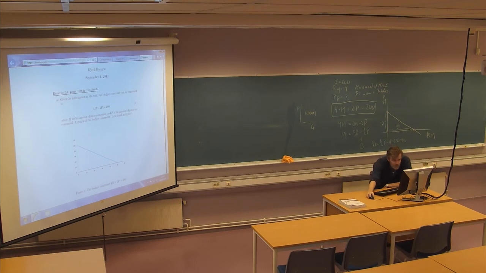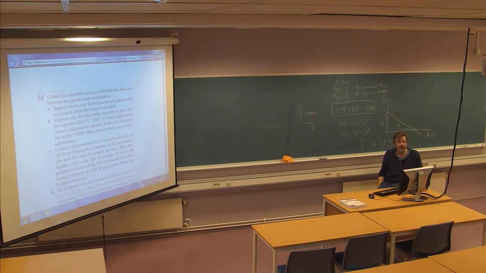Okay, back to the exercise. Suppose also that her utility function is given by the equation U of m, p equals 2m plus p. So this is a different utility function. You remember the previous one we looked at was f times c. Okay, so here's what's referred to as a linear utility function, actually. And then the question is, what combination of meat and potatoes should she buy to maximize her utility? So we're asked to solve a utility maximization problem here with a different utility function than in the previous example. So what happens here? Again, of course, we can do this in two ways, either graphically or mathematically.